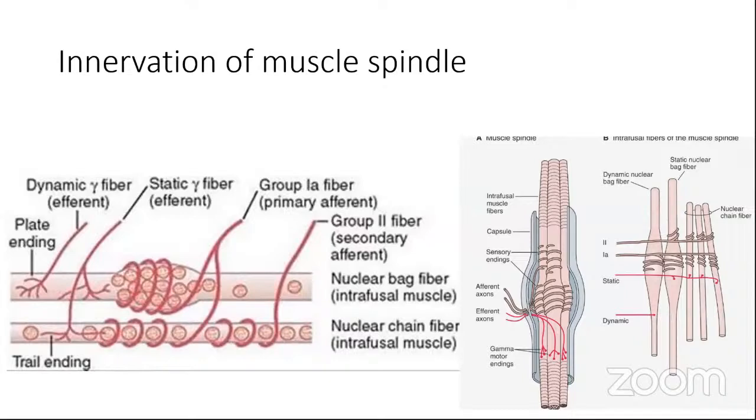Next is group 2 fiber. They are also called secondary afferent. They will innervate the nuclear chain fibers. That is about the innervation in detail of both nuclear bag and chain fibers.